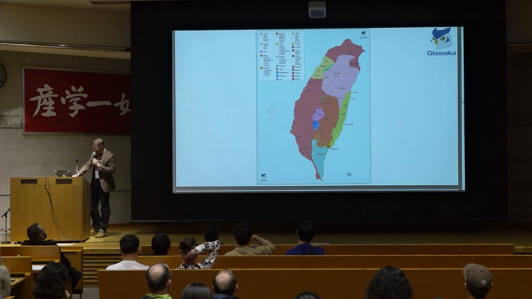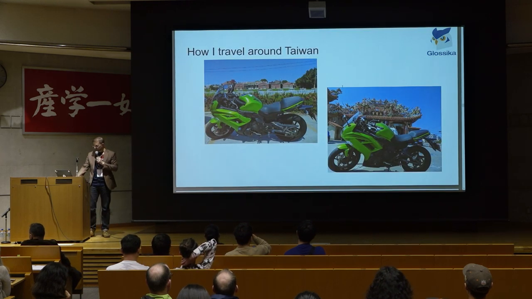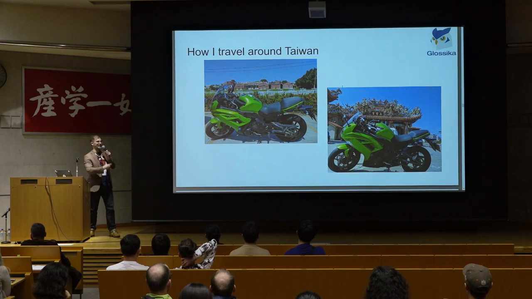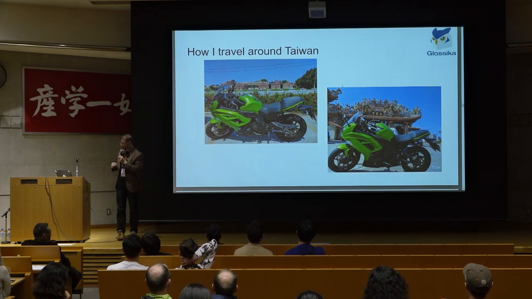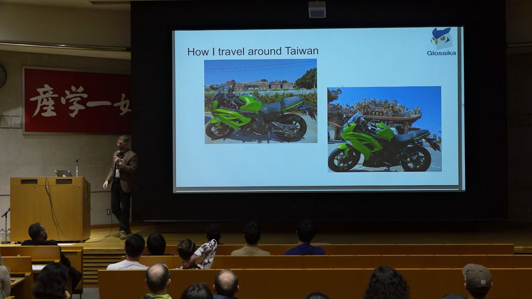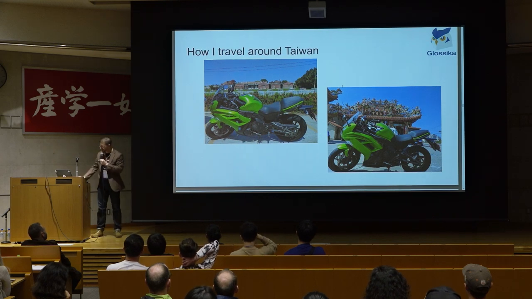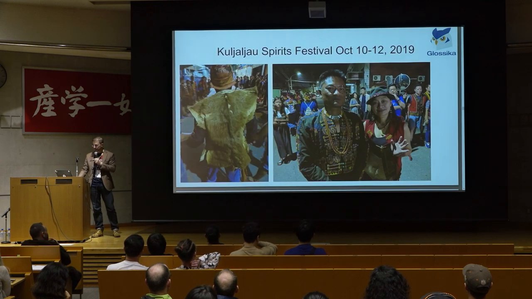So today I would like to invite onto stage two friends of mine. Yeah, this is how I travel around Taiwan, on this bike. This bike allows me to get pretty much anywhere within 7 hours, which is a time saver, as long as I do it safely.